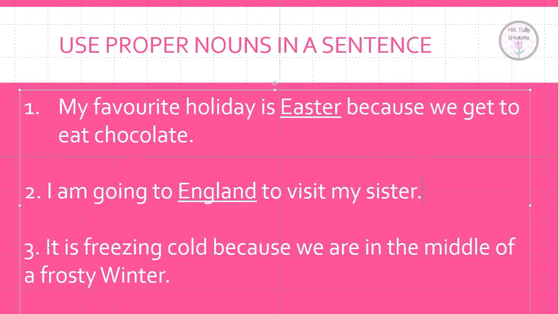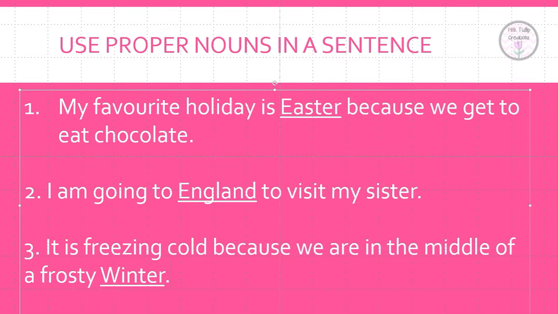And my third sentence, it is freezing cold. I tried to put a descriptive word in there, because we are in the middle of a frosty winter. And again, I was naughty, guys. Hopefully you remembered to underline your proper noun. Winter is my proper noun in this sentence. I did put some descriptive language in there, but not enough. Your sentences should have been a bit more creative than mine. So they're my 3 sentences.